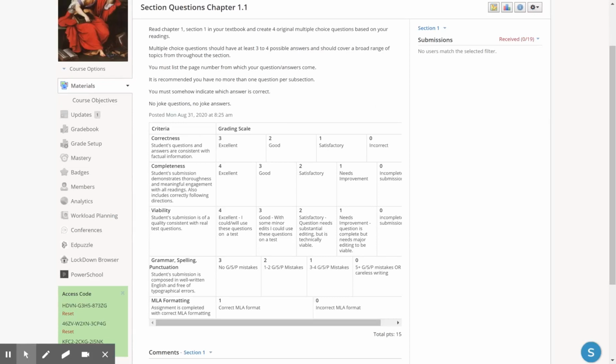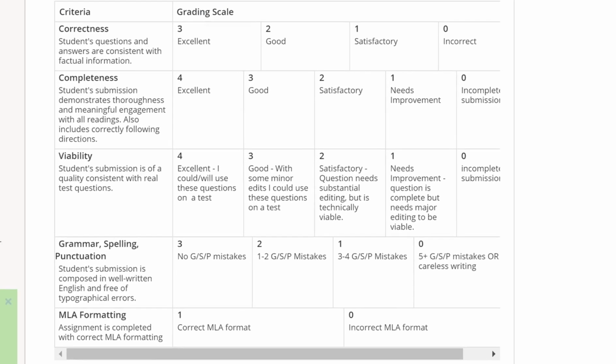Okay, so that's the general rules. That's the set of rules that are going to be used for every single section questions assignment that you do, all the way up through the beginning of the second semester where we might put a little bit of a twist on it. Now, how do these things get graded?